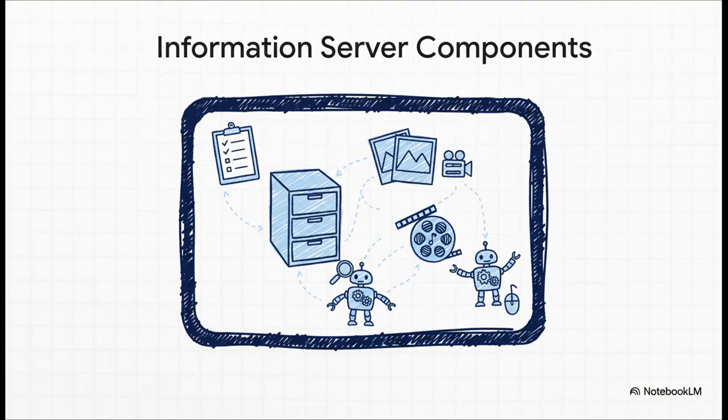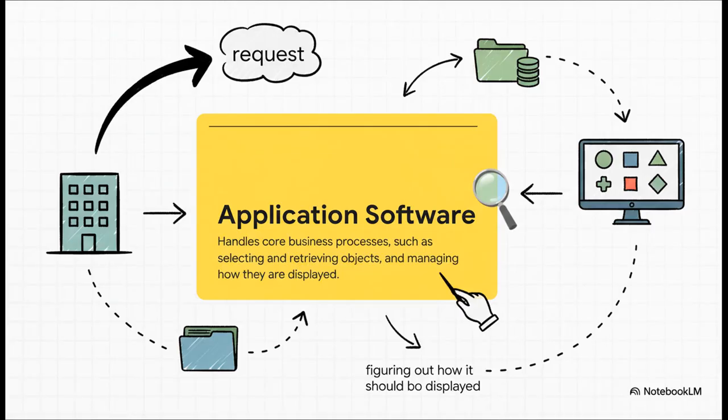You've got different stores for different kinds of media, and then you have these things called agents that are basically the managers making sure everything runs smoothly. Each one has a very specific job to do. Kicking things off is the application software. This is like the project manager. It takes your request and starts delegating tasks.